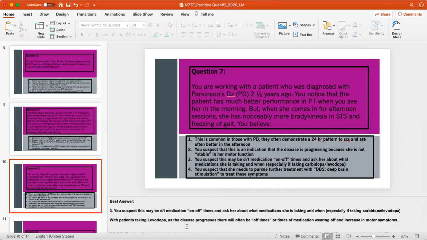And as patients take carbidopa-levodopa longer, and as the disease progresses, you will often experience these off times, or wearing off of medication and an increase in motor symptoms. So it's not uncommon.